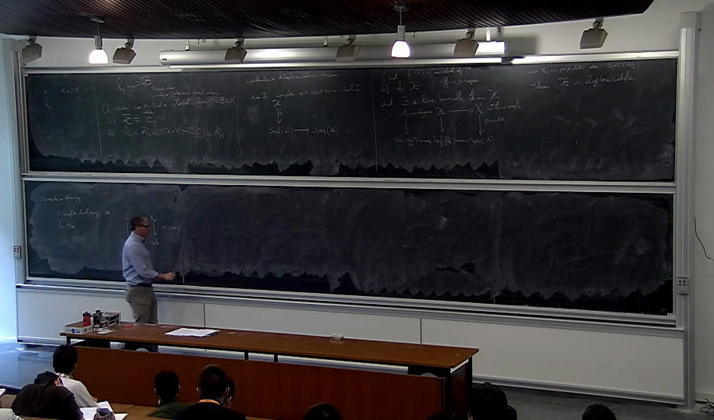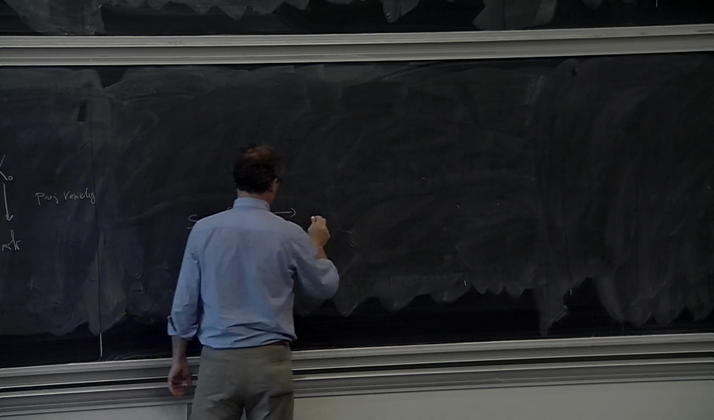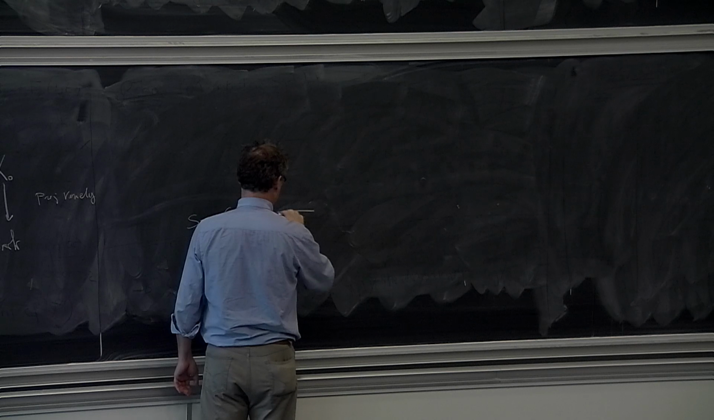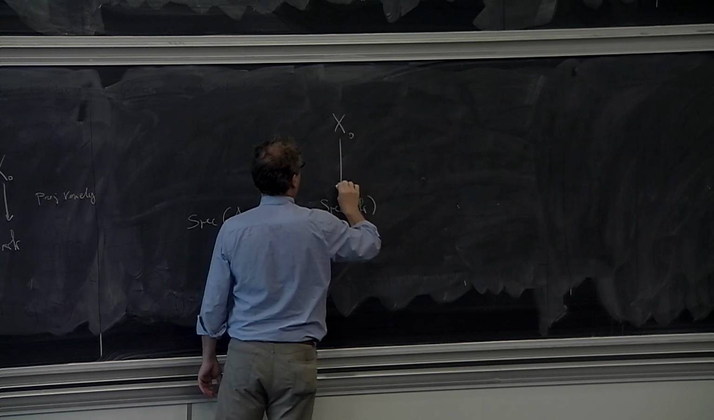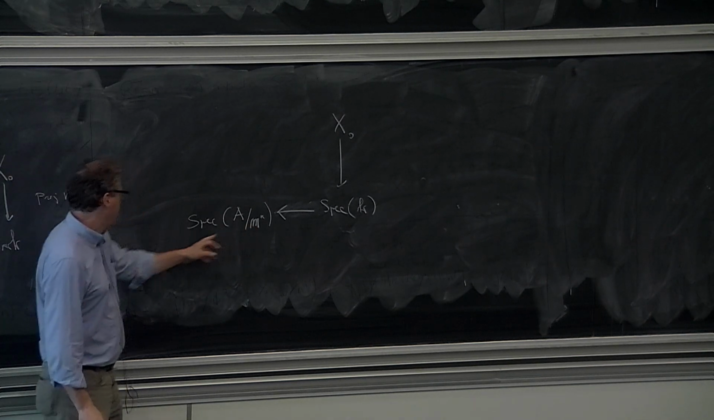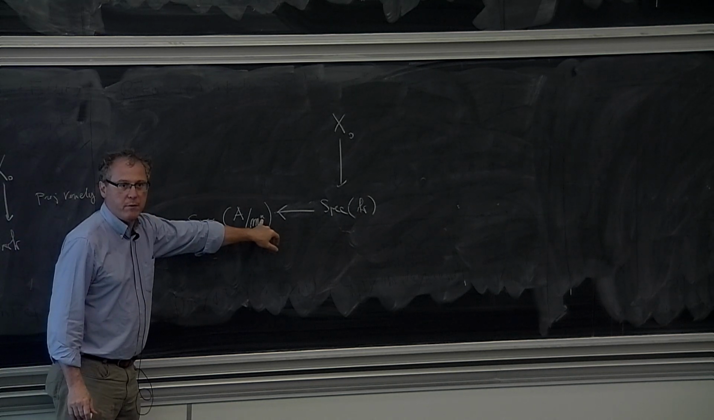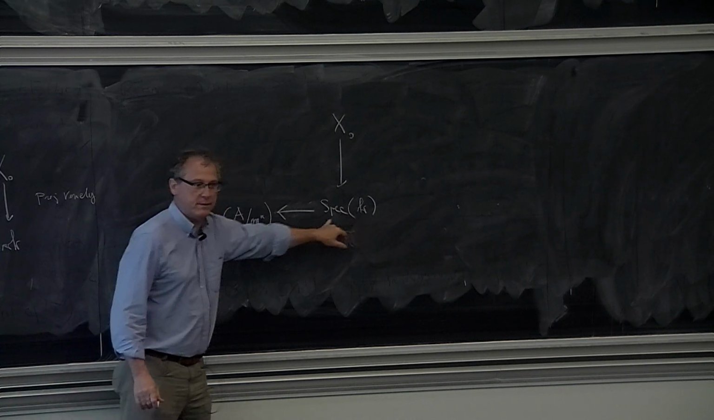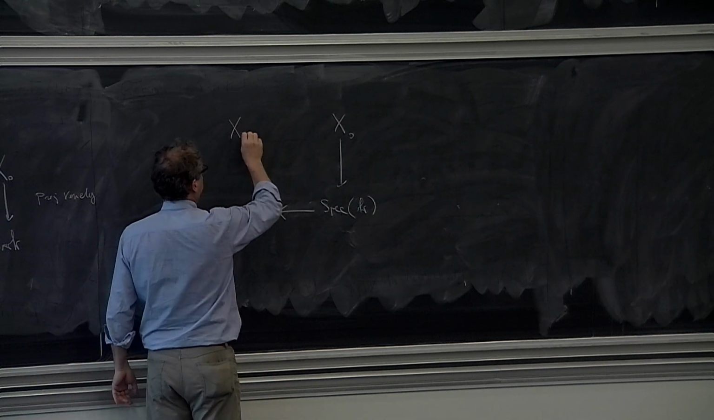What you usually have is spec of A divided by M to the power n mapping to spec A, and here you have spec K and then x0. The first thing you can try to do is to deform the problem not over A, but over this ring, which topologically is exactly the same, but it has a nilpotent structure.